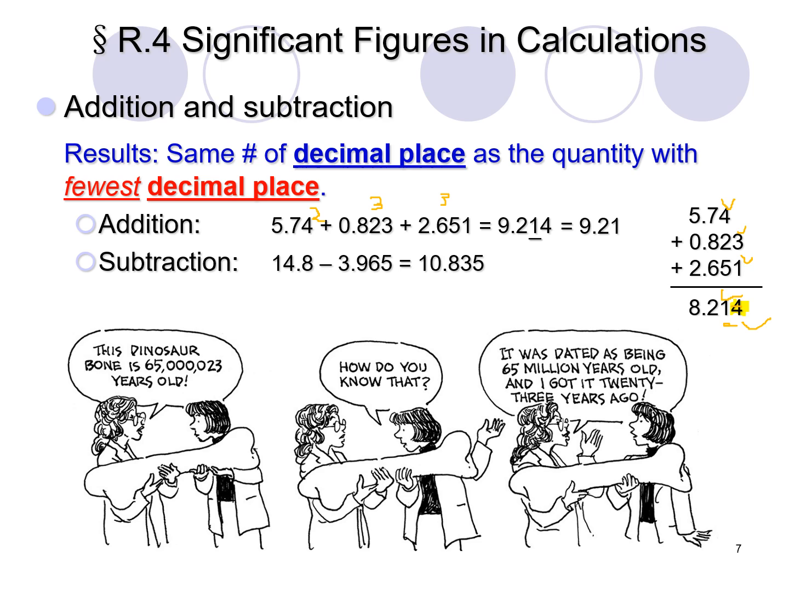As we said, subtraction follows the same rule. If we have 14.8 minus 3.965, our calculator shows 10.835. Now, to what digit should we stop counting? Remember, subtraction, fewest decimal places. This one has only 1, so we stop at the first decimal place. The next digit, 3, is less than 5, so we round it down, and we have 10.8 to report.